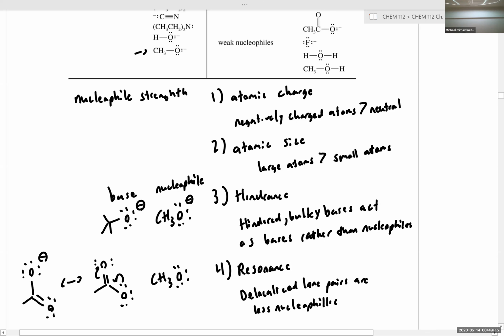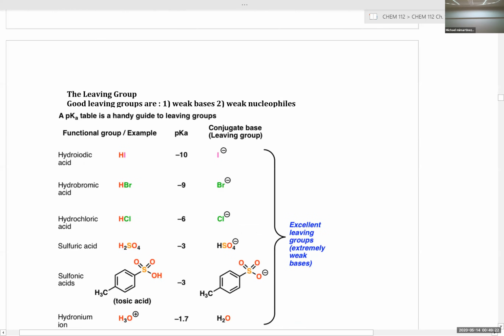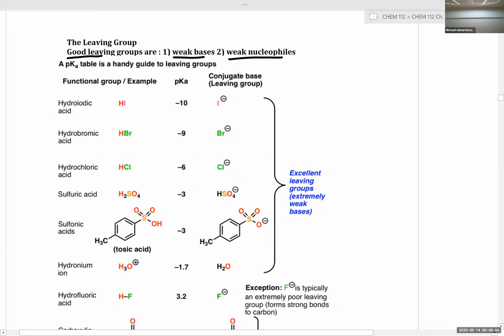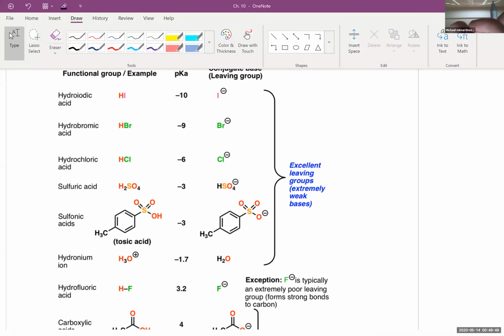Okay, so now that we have the idea of what makes a strong versus a weak nucleophile, let's talk a little bit about the leaving group. So this is the species that's kicked out in the reaction. So in general, a good leaving group is a weak base and a weak nucleophile. Okay, so a wonderful tool. Remember that pKa table I gave you all the way in chapter 2? Well, it has another use. Weak bases are excellent leaving groups.